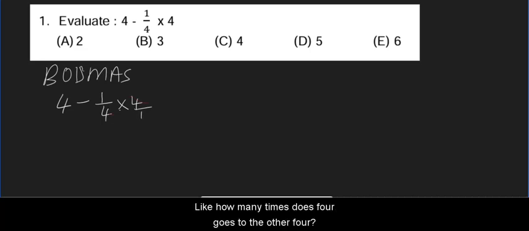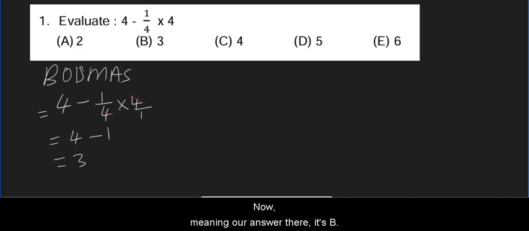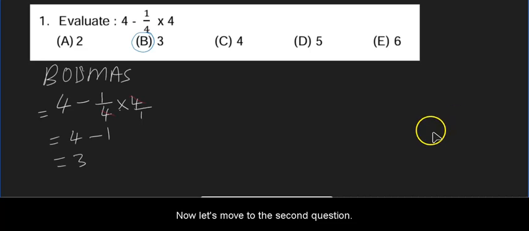Like, how many times does 4 go into the other 4? It goes 1 time. So now we have got 4 minus 1, which is 3. Meaning our answer there is B. Our answer there is B. Okay, that was the first part. Now let's move to the second question.